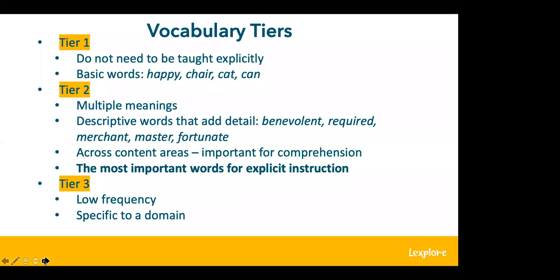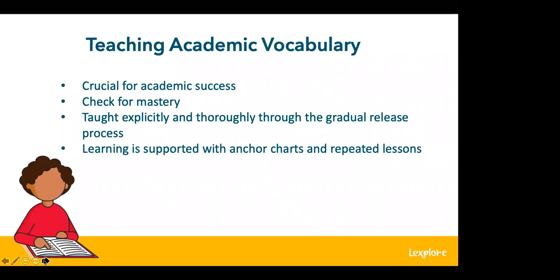Tier 3 words are those low frequency words that are specific to a domain. For example, isotope is a word taught specific to chemistry, serving a specific purpose within that content area. They are necessary for building knowledge and content within that domain. Some of the most important Tier 2 words are those academic vocabulary words, otherwise known as critical vocabulary words. They're found in our standards and our writing prompts and our test questions.